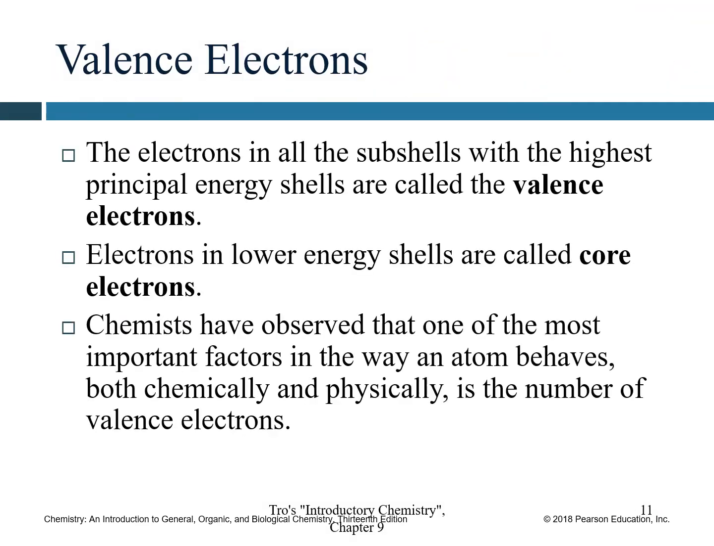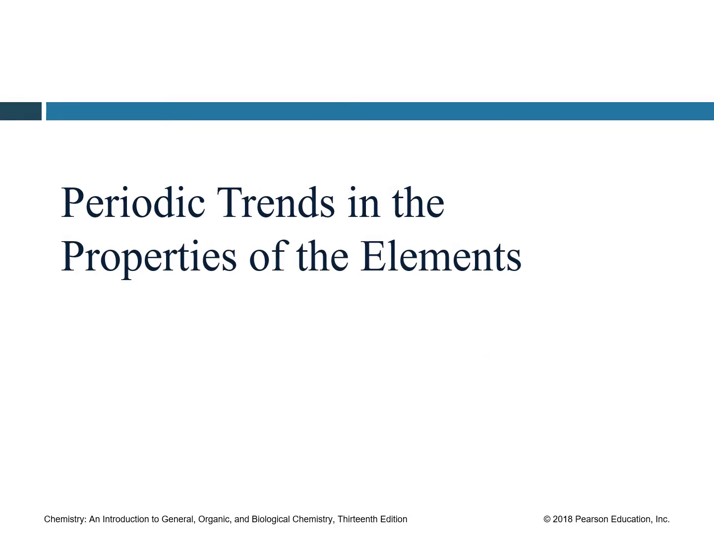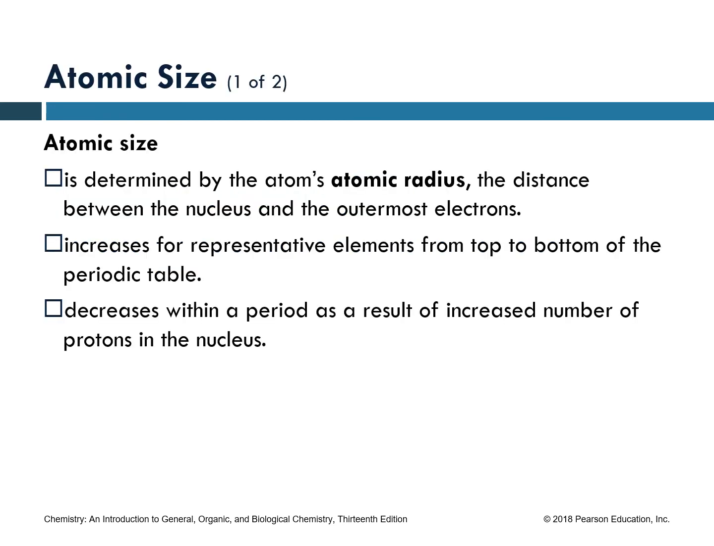So that is valence electrons and its definition. The last topic we'll cover in this chapter would be periodic trends in the properties of an element. There will be 3 different properties that we'll be studying in this chapter. The first property is the size of an atom. The size of an atom essentially means the distance between the nucleus of an atom and the outermost orbit that consists of electrons.